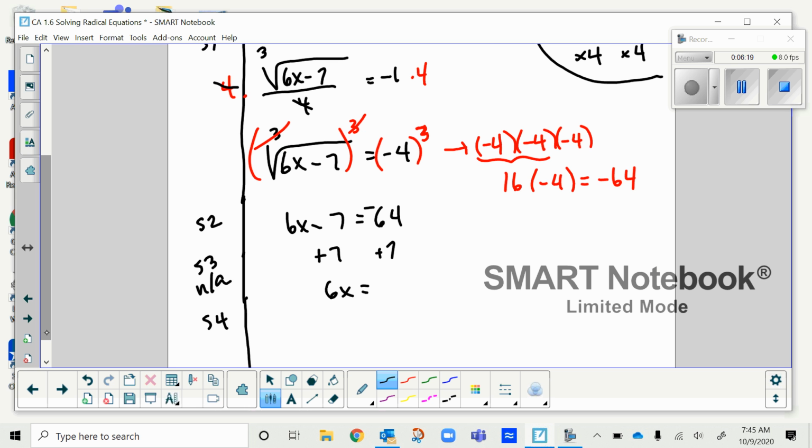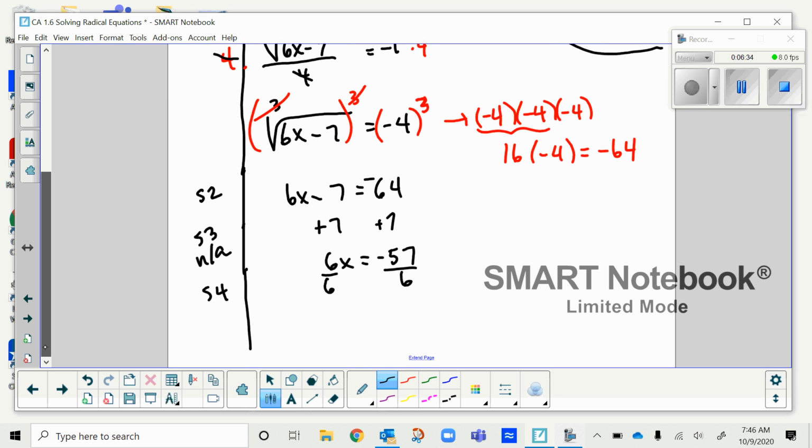So -64 plus 7 is -57. And then from here, you divide by 6. And this gives you -57/6 on the right. And that you can actually simplify. 3 will divide out of both of those integers.